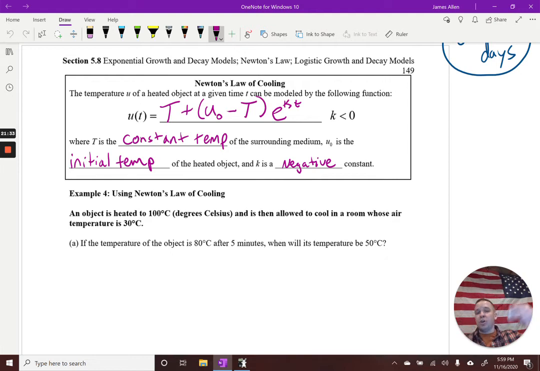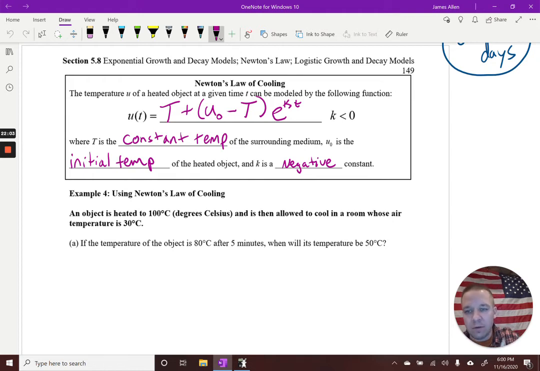The temperature U of a heated object at a given time t can be modeled by the following function. I've already jotted it in there to save a little time so I can make jokes instead. So capital T is the constant temp, like the room temperature. U naught is the initial temperature of whatever you took out, whether it's a pizza or tacos. And then K is a negative constant.